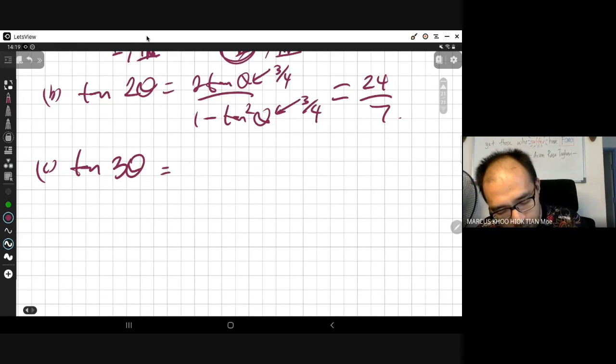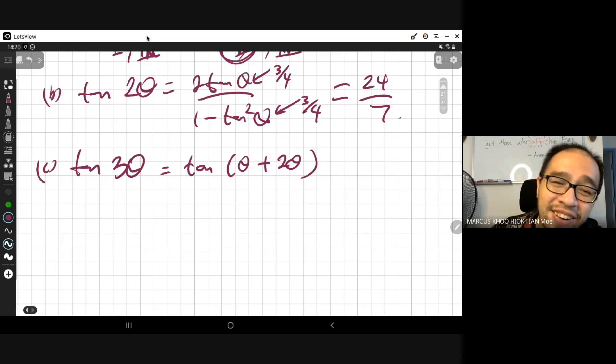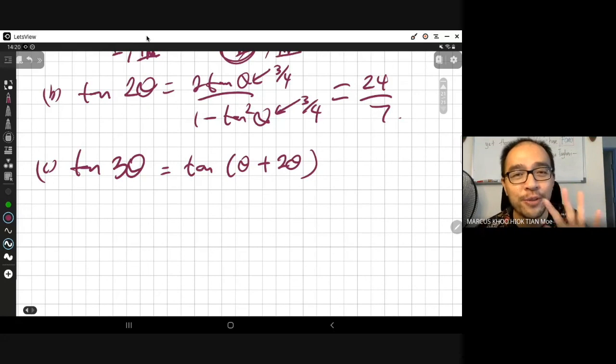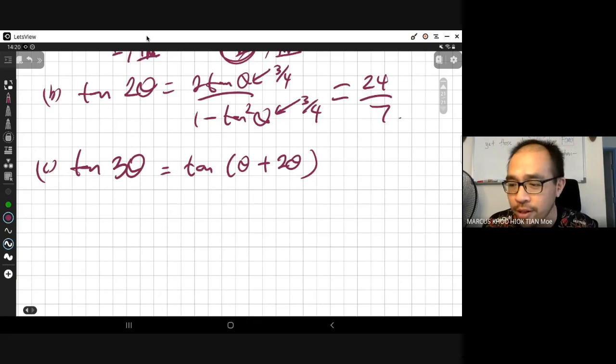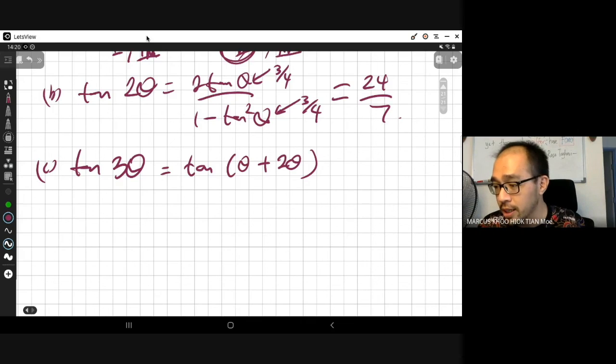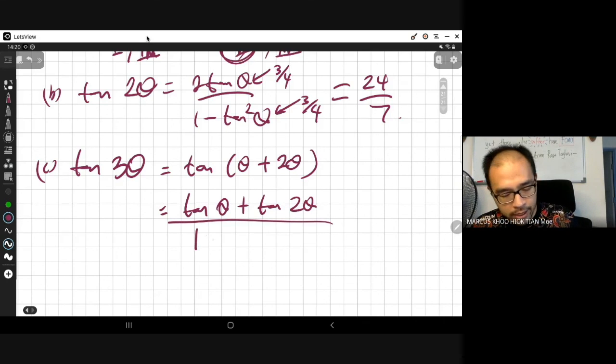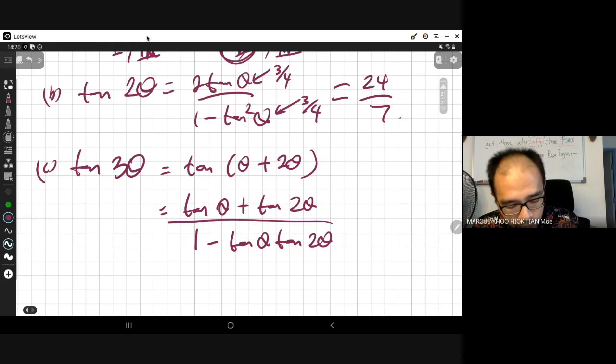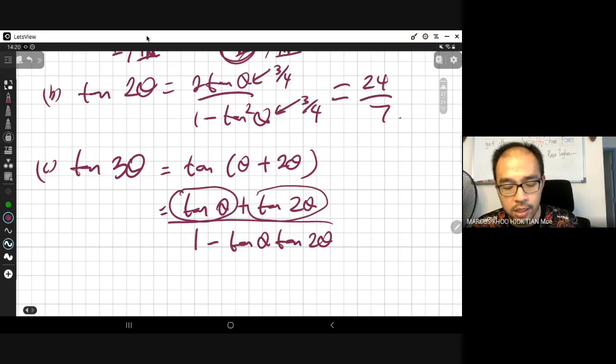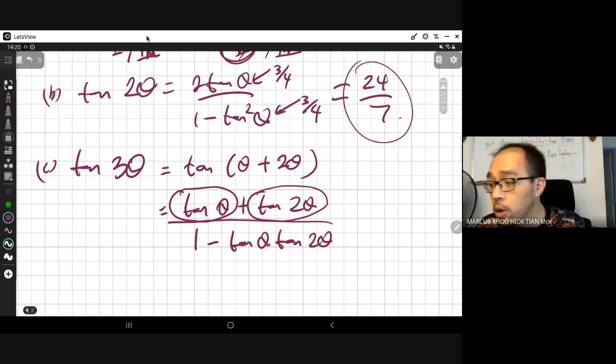Tangent 3 theta is actually equal to tangent of theta plus 2 theta. Don't be so scared. Let's go back to the addition formula. Tangent addition formula. What do we get? The tangent addition formula will be tangent theta plus tangent 2 theta over 1 minus tangent theta tangent 2 theta. And we already have these values. We have the value of tangent theta, and we have the value of tangent 2 theta from question B. So all we need to do is just substitute.